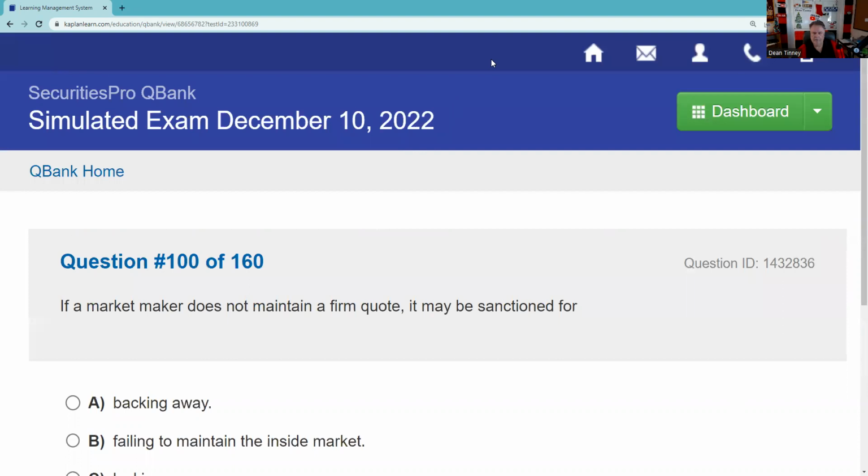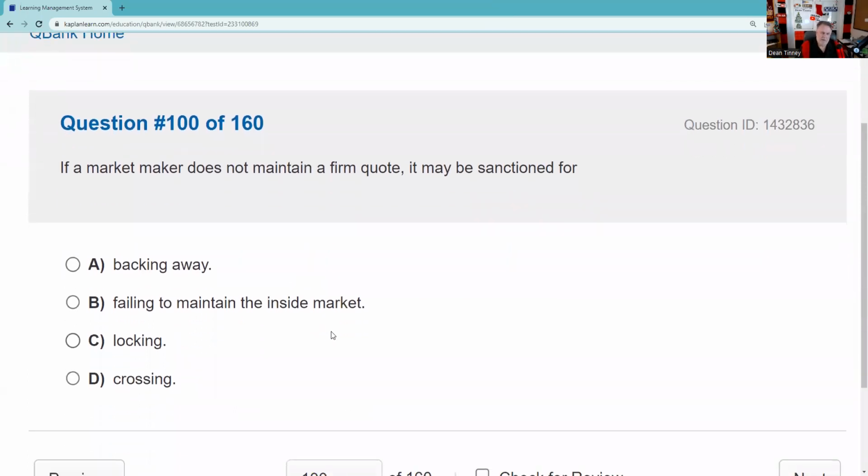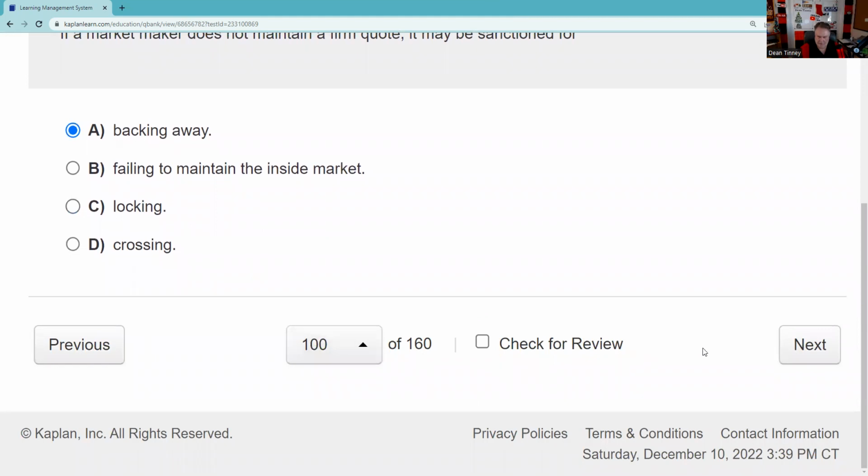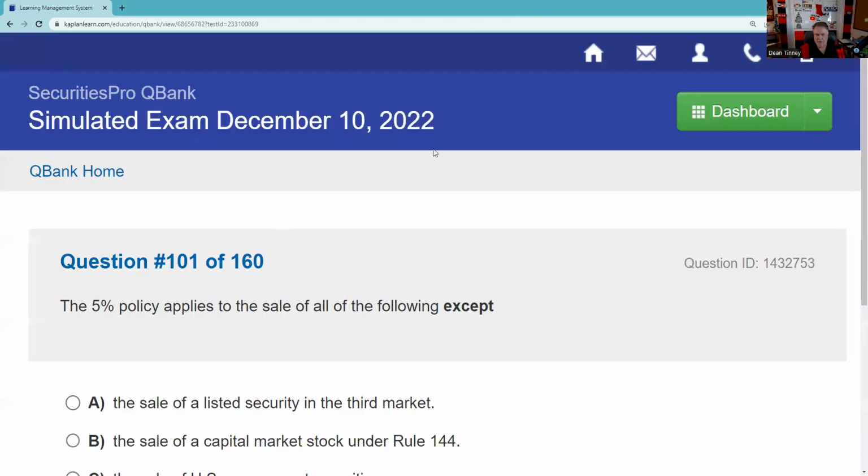Question 100. Woohoo! If a market maker does not maintain a firm quote, I can't imagine any draw of the 24 you don't get asked this question. I'm wishing for you a dream draw. Everything you studied shows up. You go, what's the big deal? But if you get a face of death draw, it might be a real slog. This is definitely testable. It can be sanctioned for backing away. When a market maker fails on a firm quote, I can't imagine any exam draw you don't get asked on that.